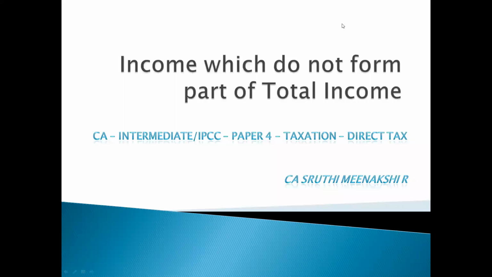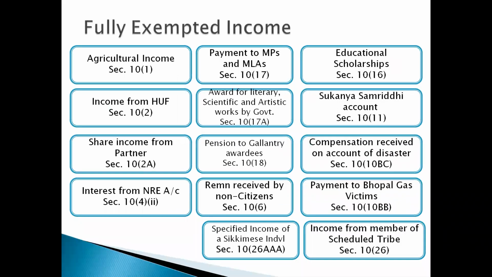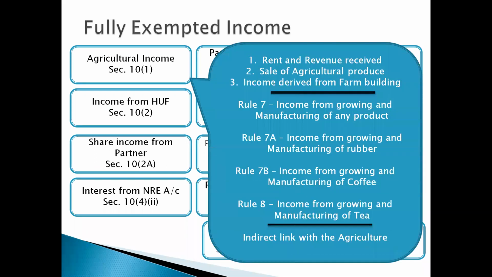Our next topic is income which does not form part of total income. Apart from the topics discussed here, there are a few other full exemptions and partial exemptions which will be discussed along with a specific head of income. These are the major heads of full exemptions available under Section 10 and various clauses. The first is 10(1), agricultural income.